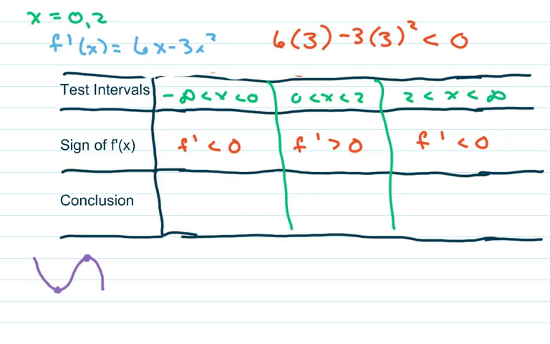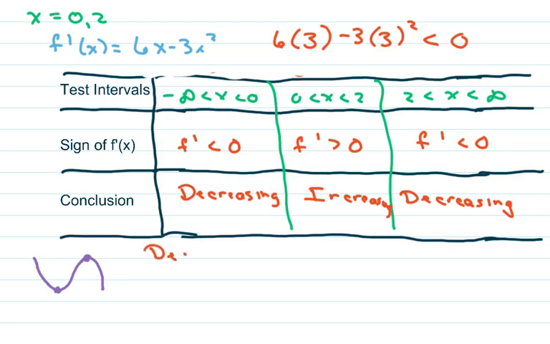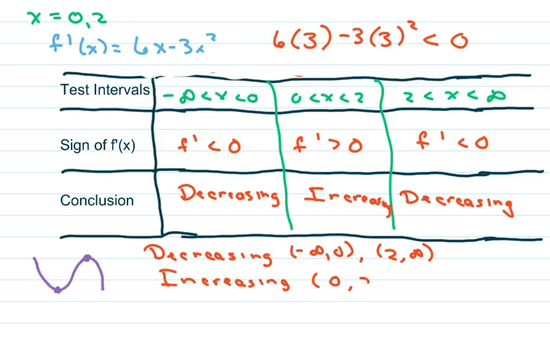So we can say that these two are decreasing, and this one's increasing. And using interval notation, decreasing would be negative infinity to 0 and 2 to infinity, and increasing is going to be from 0 to 2.